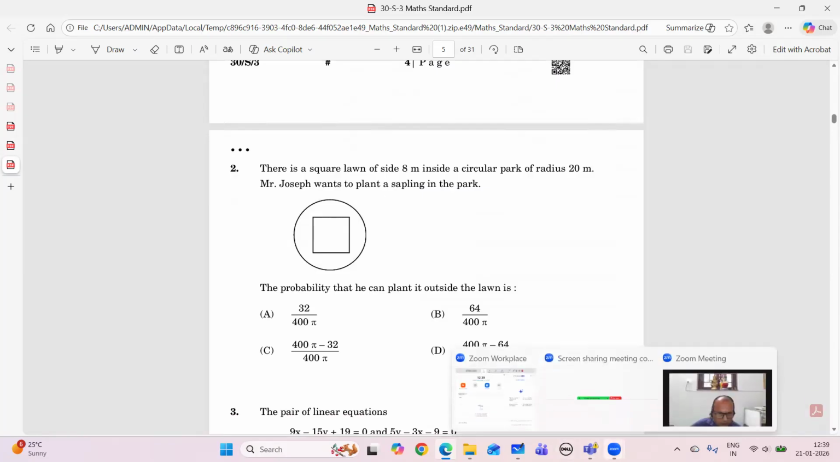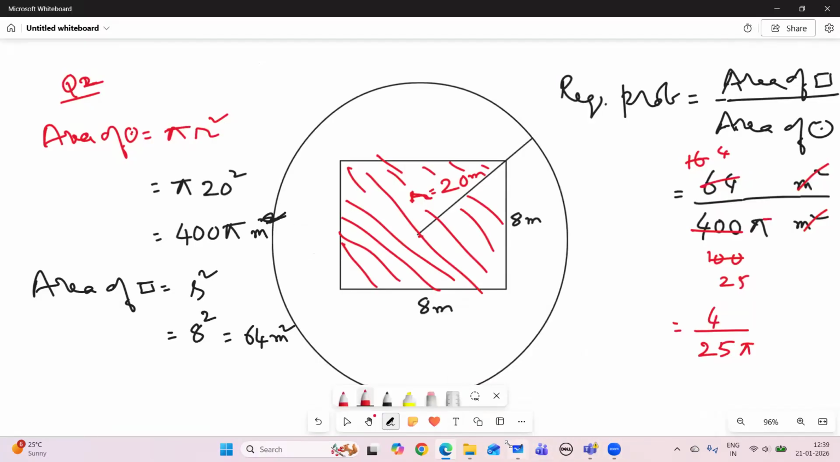So we have to go for the area, this portion. We have to subtract the area of the square from the area of the circle. I did it wrongly. I'm sorry. So let me go back. So I have to subtract.